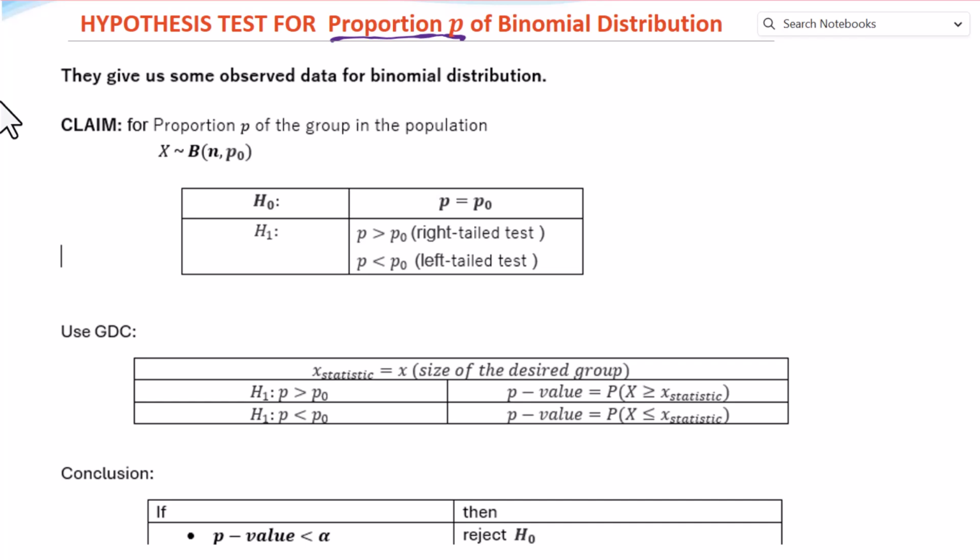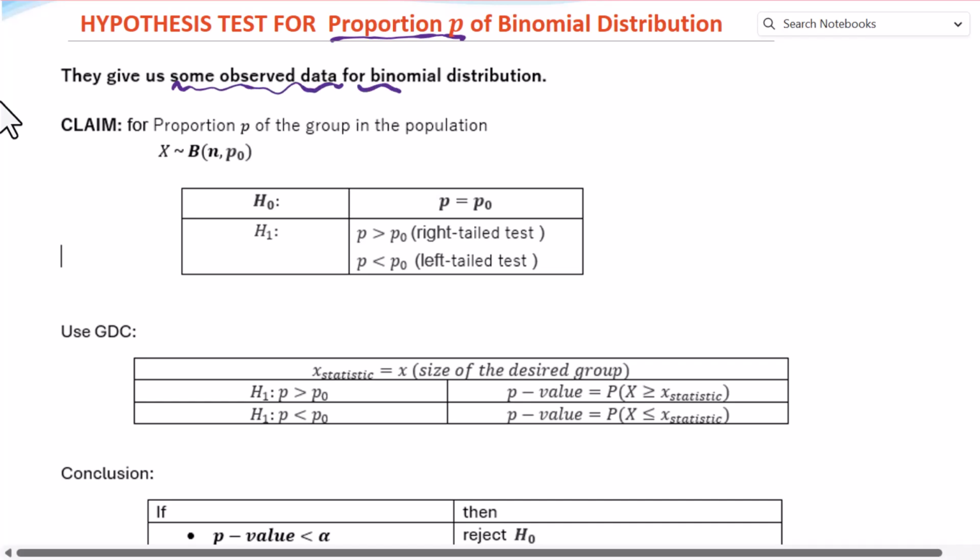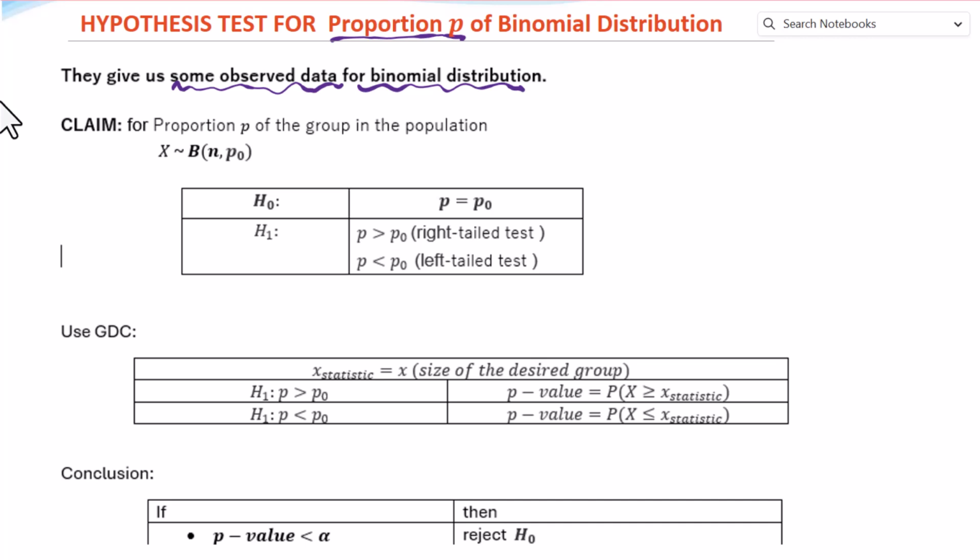This video is about a hypothesis test for proportion P of a binomial distribution. We are given some observed data for a binomial distribution. Claim the proportion P of the group in the population. X follows a binomial distribution with a given number n and a desired probability P0. H0: P equals P0; H1: P greater than P0, or P less than P0.